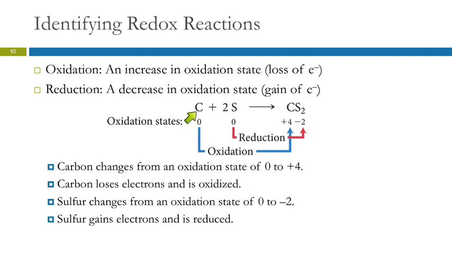Then we can look and see that carbon went from 0 to +4. Its oxidation state went up. It was oxidized. Sulfur went from 0 to -2. It went down. A reduction. So we have something being oxidized, something being reduced. This is a redox reaction. Any questions?